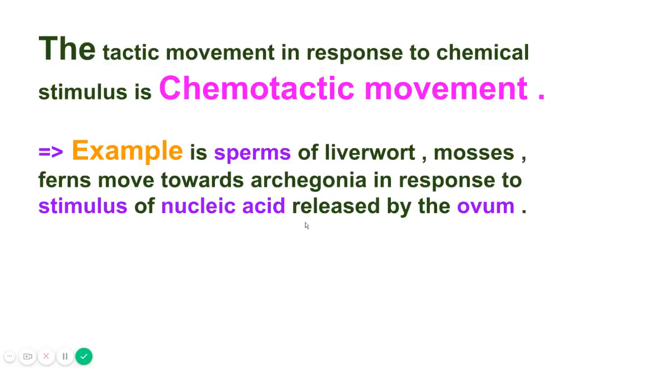Students, the unidirectional movement of the whole organism towards or away from the stimulus is the tactic movement. So the tactic movement in response to chemical stimulus is chemotactic movement. Chemo means chemical stimulus. Example is sperms of liverwort, mosses, ferns, and they move towards archegonia in response to stimulus of nucleic acid, which is a chemical released by the ovum.